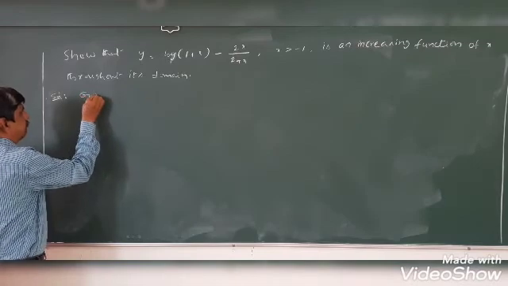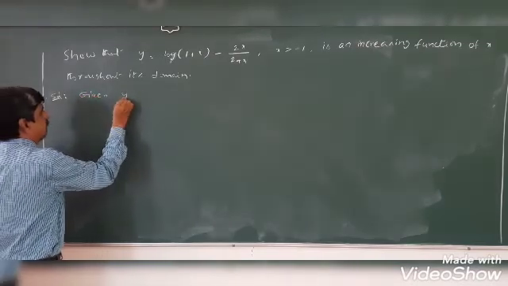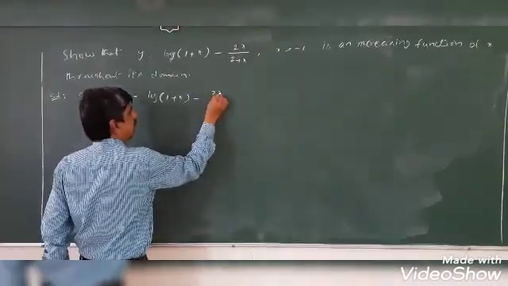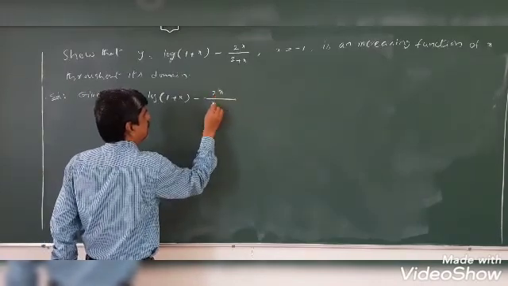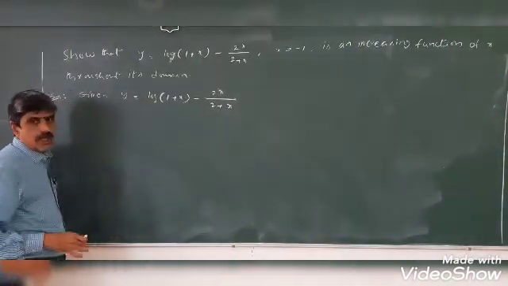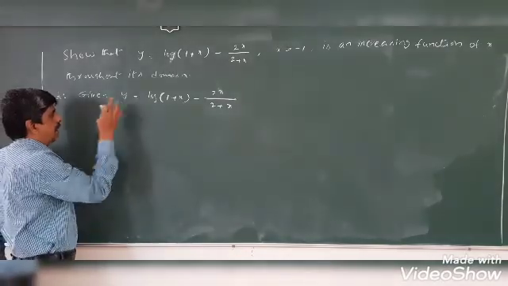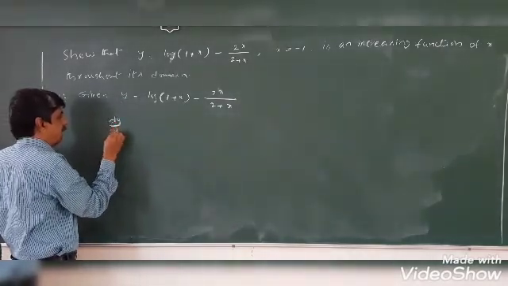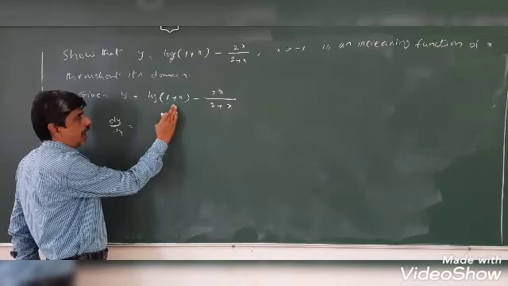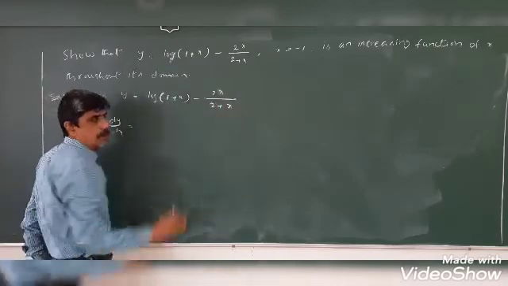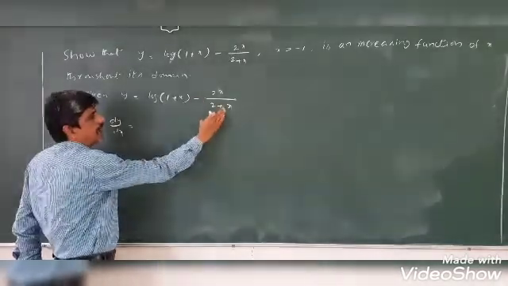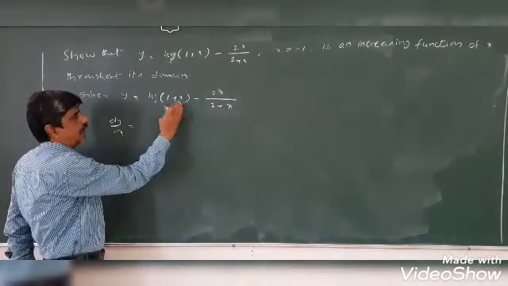So, solution. Given y is equal to log of (1 plus x) minus 2x by (2 plus x). Differentiate with respect to x on both sides. dy by dx is equal to dy by dx of log of (1 plus x) minus dy by dx of 2x by (2 plus x). That is, dy by dx of u minus dy by dx of v. So first, dy by dx of log of (1 plus x).